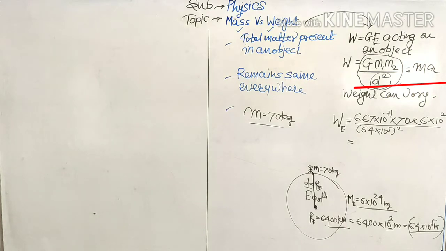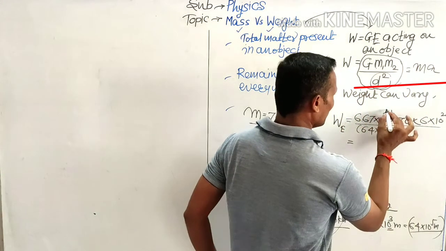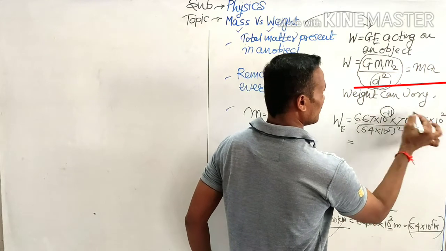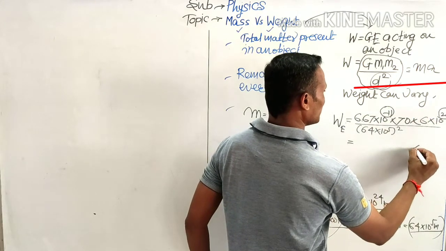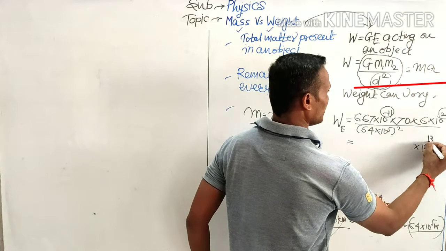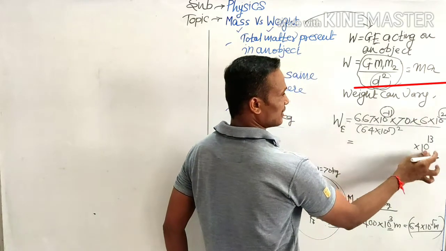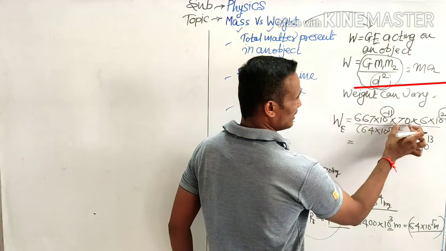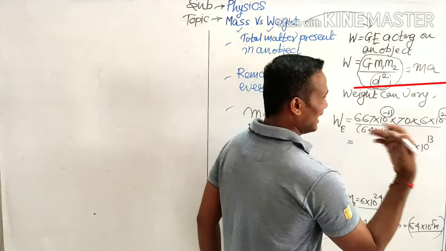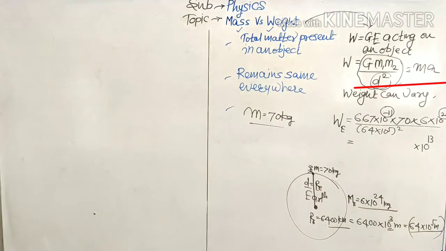So let's multiply. First we'll consider the powers of the 10. 10's power हम consider करेंगे. This is minus 11. This is 24. So what is left? 10 raised to 13. 24 minus 11. Okay. 6.67 into 70 into 6. Let's go for calculation. What is the calculation?